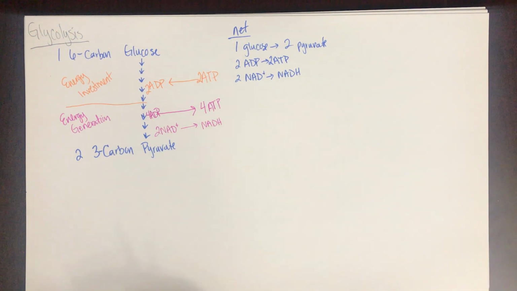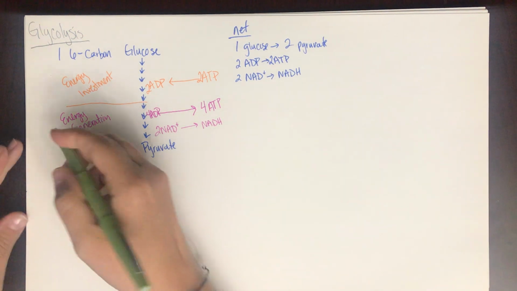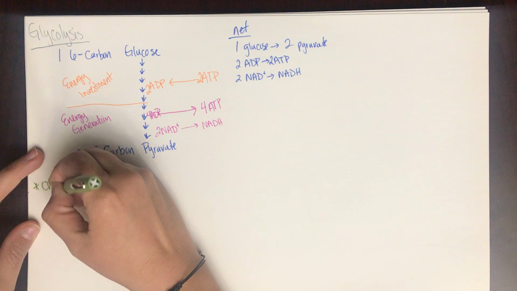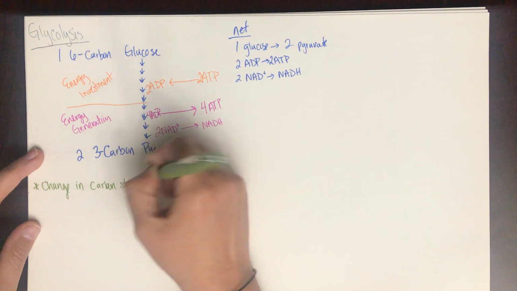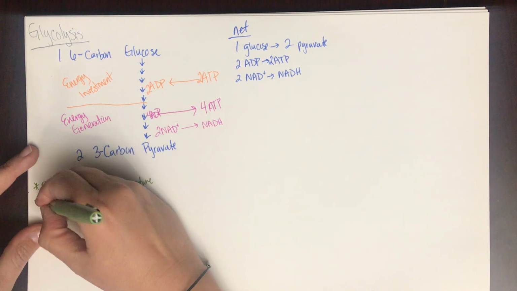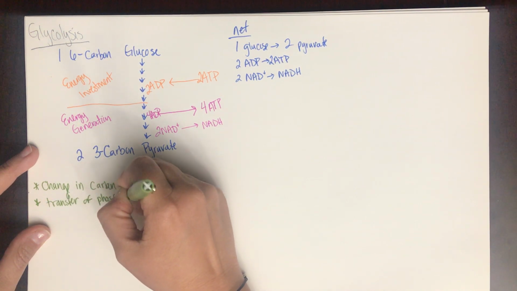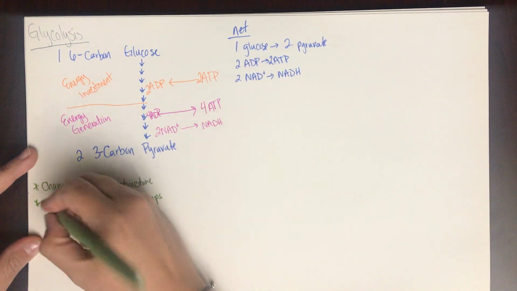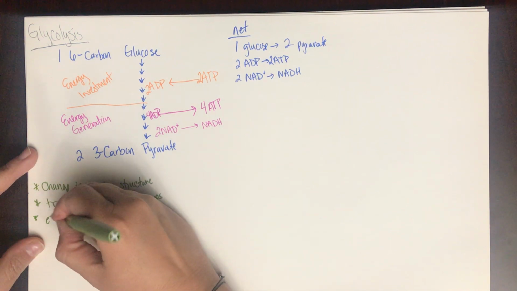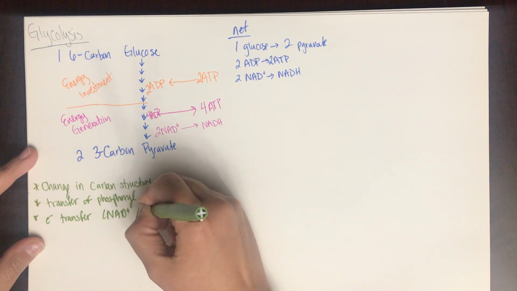What you should pay attention to are what we talked about when we talked about metabolism. You should pay attention to any steps where there's a change in the carbon structure. You should pay attention to the transfer of phosphoryl groups. This will usually involve ATP production. And then you should pay attention to electron transfer. So NAD plus or NADH.